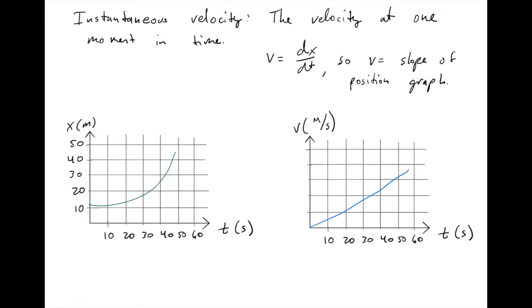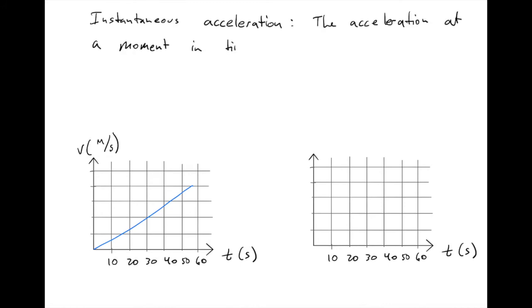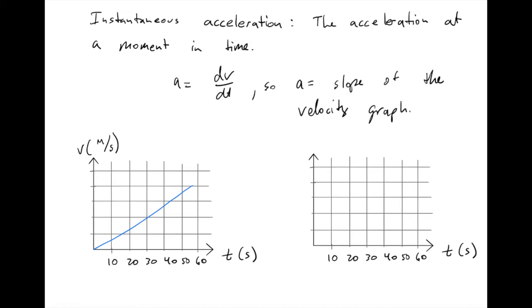Similarly, the instantaneous acceleration, which is the acceleration at some moment in time, is equal to dv/dt. So the acceleration is equal to the slope of the velocity graph. In this case, the velocity graph has a constant slope. That is, the slope does not change. That means the acceleration is constant in time, so we would draw a straight line to represent the acceleration.